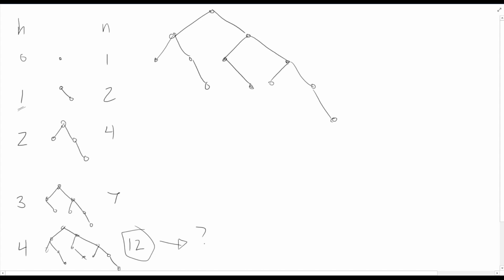I don't know. But one thing I've noticed is, how did I build this tree? I'm going to give this column a name. I haven't called it a name yet. Let's call it T for tree sub H. So what did I do when I made tree sub 4? I made a new node. Maybe I'm just going to count numbers here.